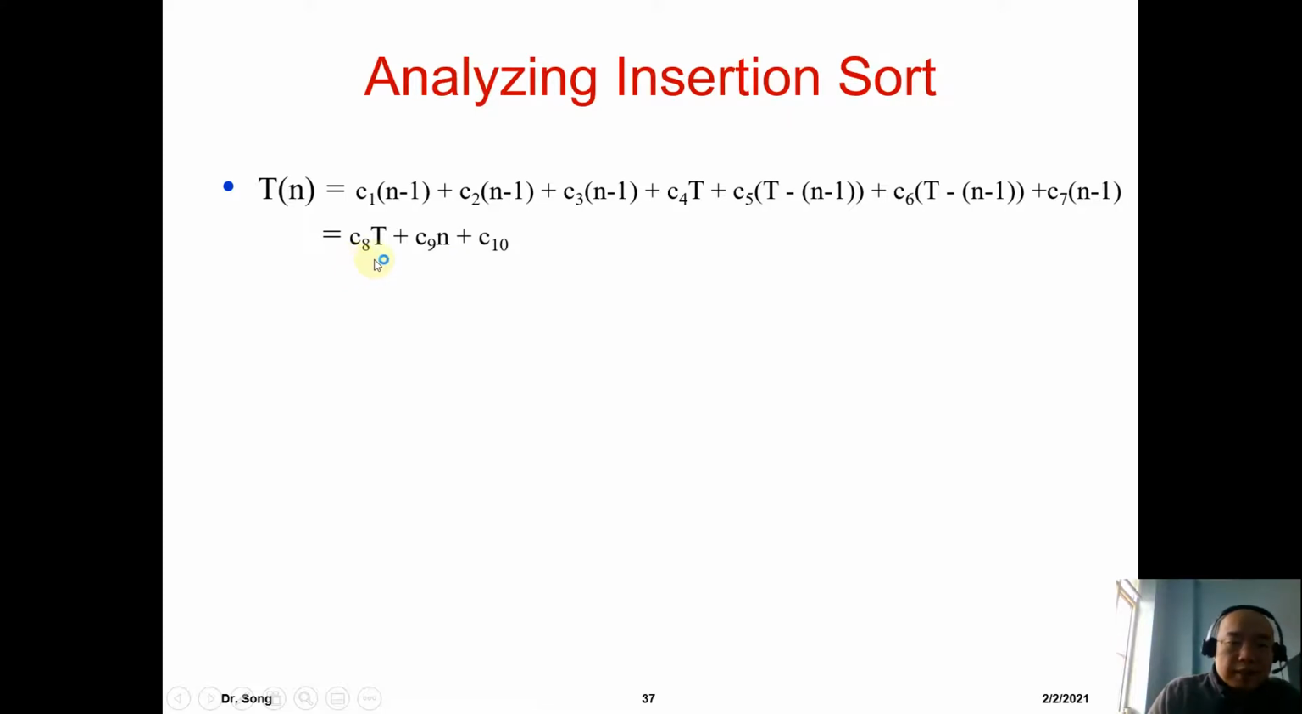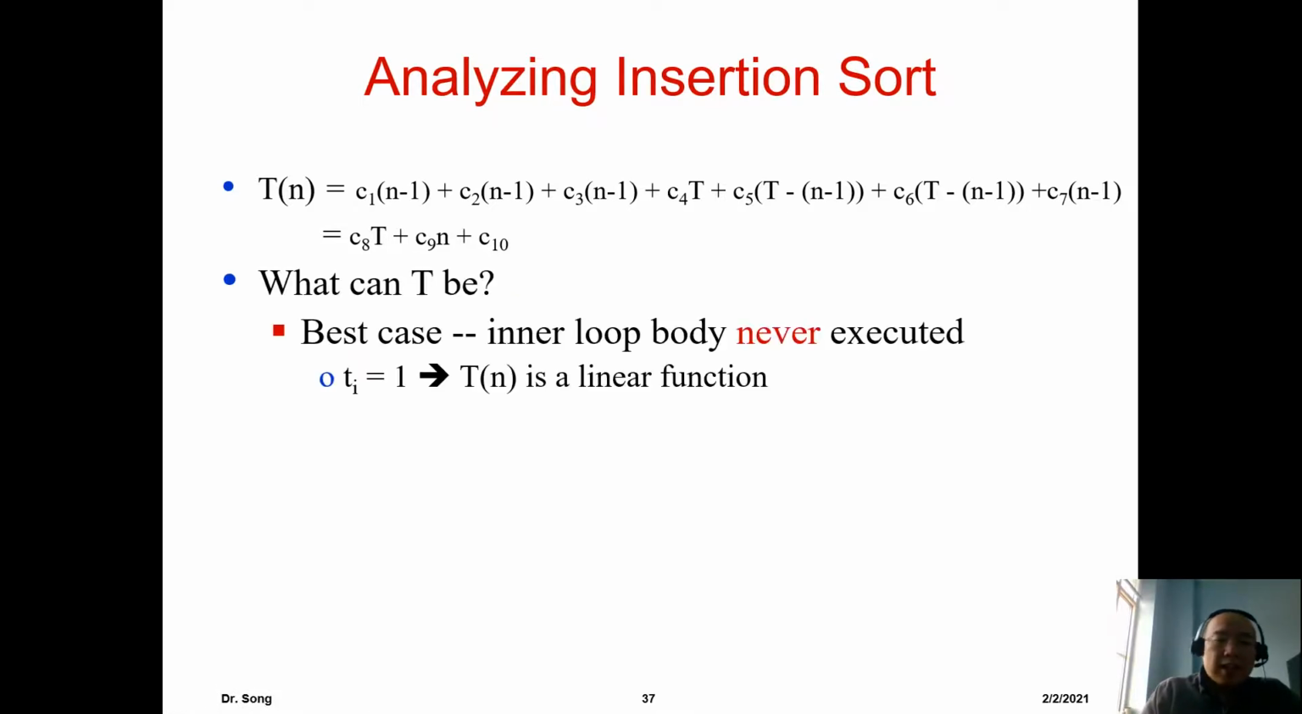So a constant 8 T plus a constant 9 N plus the constant 10. Okay, so this is a polynomial of the T and N. So what is T again? So the T, in the best case, the T is what?